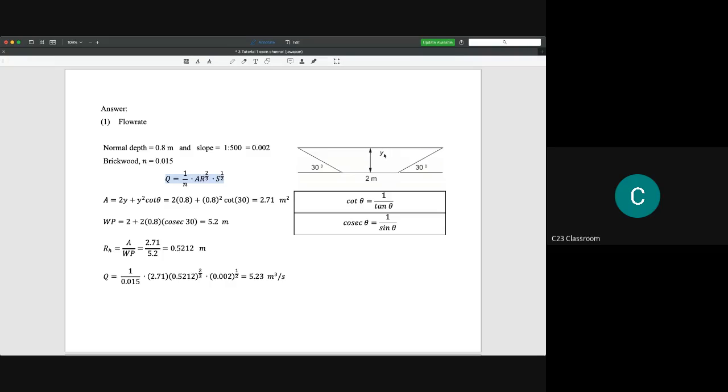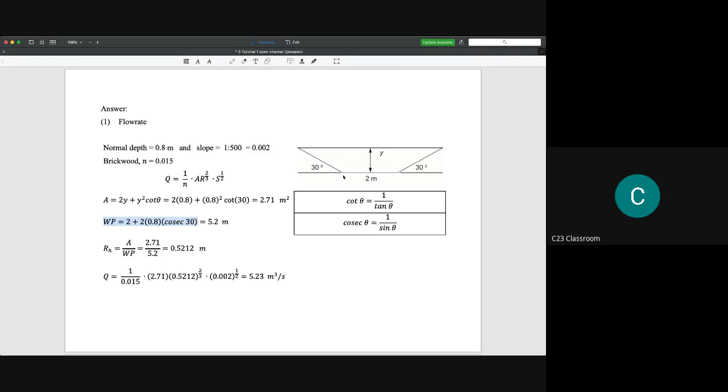So what you need to do is calculate the hydraulic radius. This is the equation of hydraulic radius. For a trapezium, the equations for A and the wetted perimeter are given here. You may remember this equation for a trapezium, but if you cannot remember it, or you don't know the equations to calculate the cross-section area and the wetted perimeter for a trapezium, it is okay to calculate them one by one.